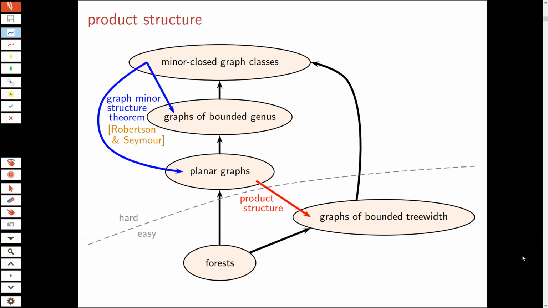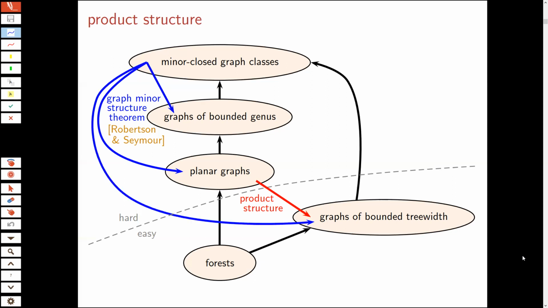Because if you take a minor closed class, and all you have to do is exclude one planar graph from that class, then the theorem of Robertson and Seymour says that that class drops over the line into the easy class, because it becomes a class with bounded treewidth. So really planar graphs are the first hard class in this picture. And really, if you understand planar graphs, often using the tools of graph minor theory, you can make interesting conclusions about graphs of bounded genus and more generally minor closed graph classes. So planar graphs are critical to understand their global structure.